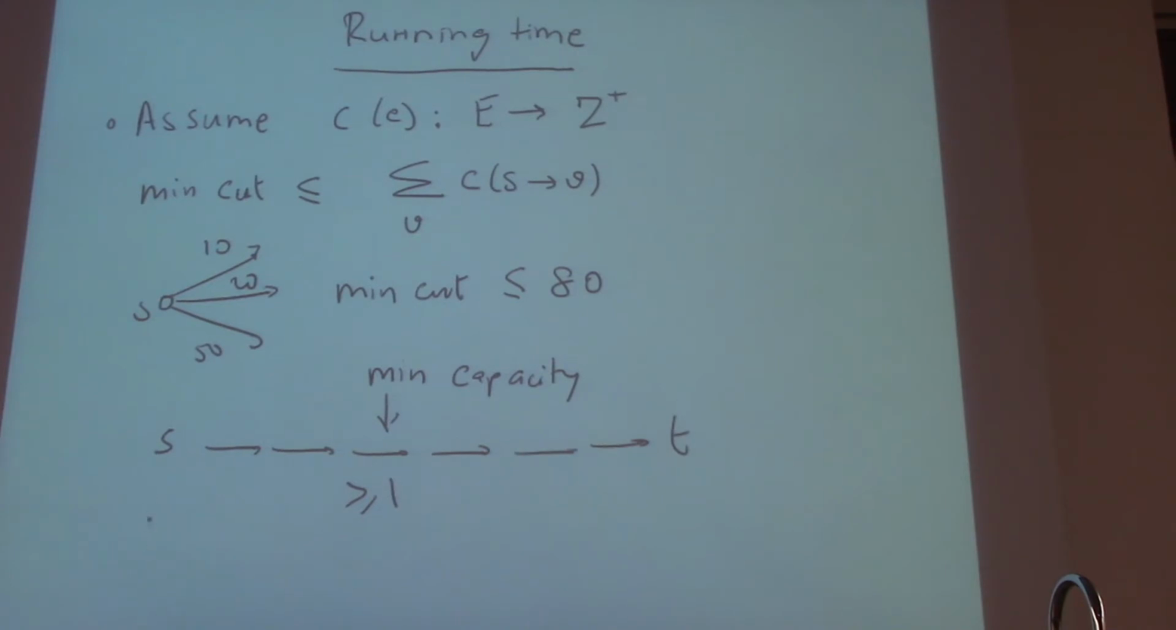Okay, so an augmenting path increases flow by greater than or equal to 1 unit. Which tells you immediately what the running time of this algorithm is going to be. What is it going to be? So the running time of the Ford-Fulkerson algorithm is going to be the time to find a path. So it's going to be less than or equal to time to find a path times the number of paths.